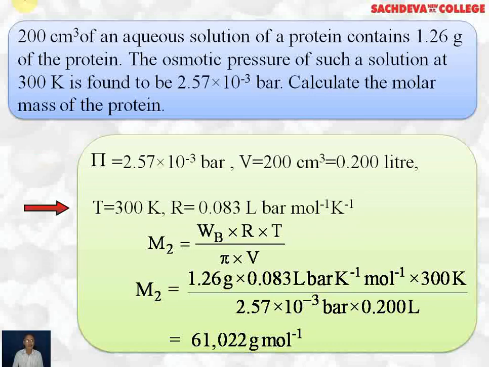Temperature is 300 Kelvin. R is 0.083 liter bar per mole per Kelvin. M2 will be equal to WB into R into T divided by pi into volume in liters. WB is 1.26 gram. R will be 0.083 liter bar per Kelvin per mole. Temperature is 300 Kelvin. Osmotic pressure is 2.57 into 10 to the power minus 3 bar. Volume is 0.2 liters. On calculation, we will get molecular weight of protein 61,022 gram per mole.